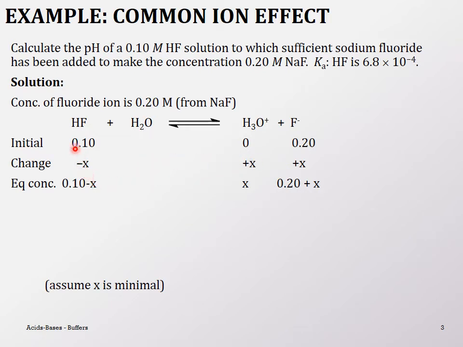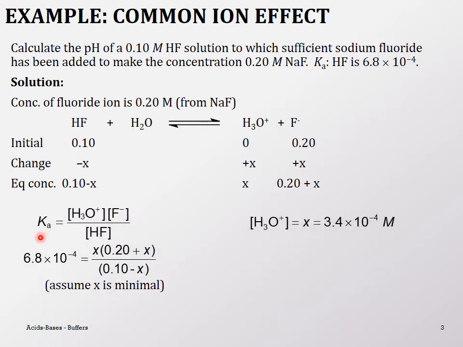As the equilibrium reestablishes itself, HF is minus X, and the products are going to be plus X and plus X. Therefore at equilibrium, you have 0.10 minus X for HF, and the products are plus X. Then we set up our Ka for all of this. Ka is hydronium ion and fluoride ion divided by the concentration of hydrofluoric acid. Ka is given to us. What we don't know, of course, is X.